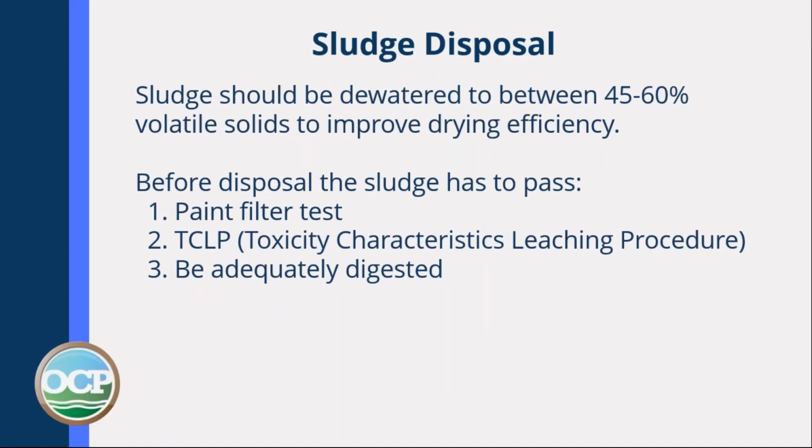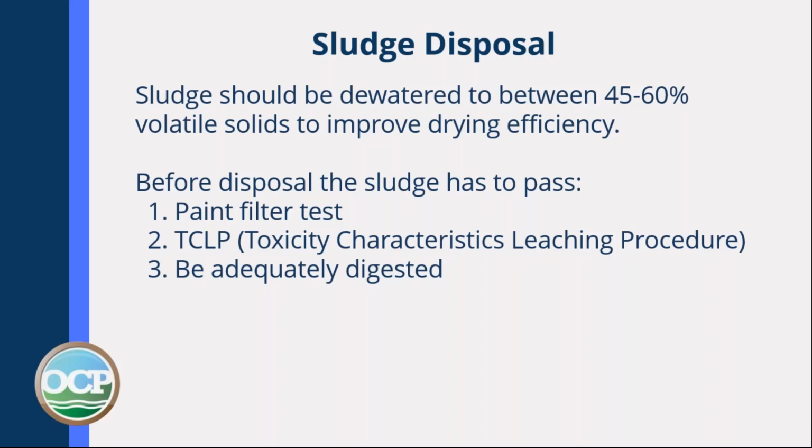Sludge disposal. Sludge should be dewatered to between 45 to 60% volatile solids to improve drying efficiency. Before the sludge will be allowed to come to the landfill, it must pass the paint filter test. That's where you take sludge and put it in a filter. The sludge has to sit for a certain amount of time with no water coming through the filter.